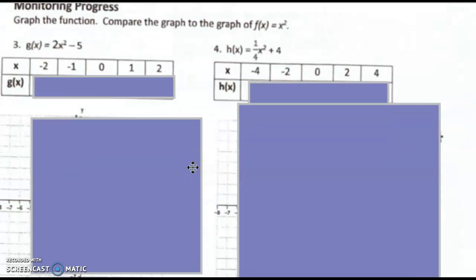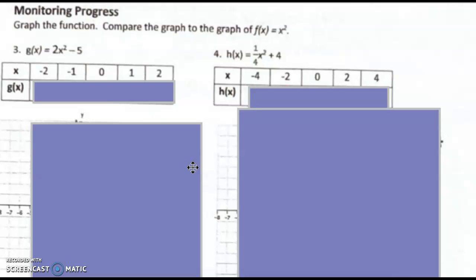Okay, I want you to pause the video and try these on your own. The first one is 2x minus 5, and then you have 1/4 x squared plus 4. So pause this and then we'll start again.